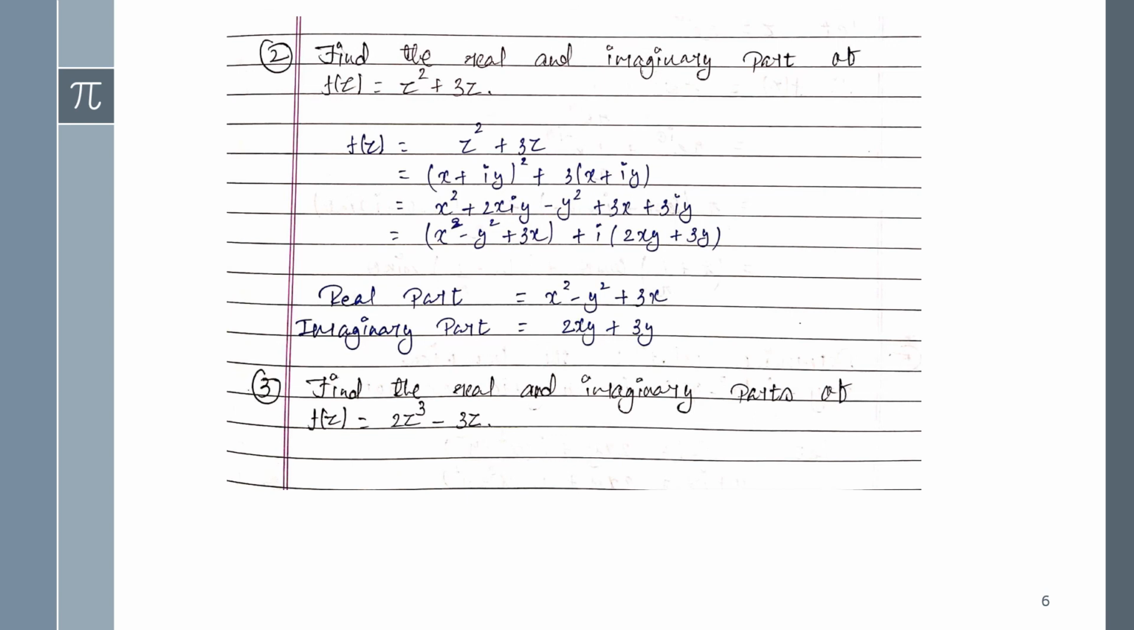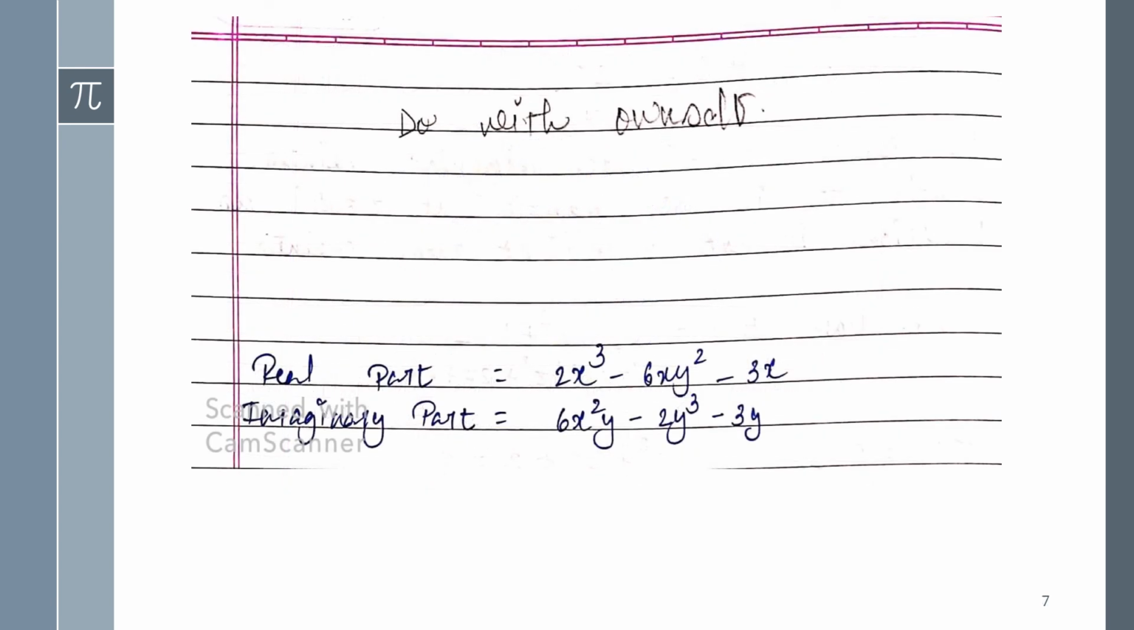And see the third one. The third one is again the same question: find the real and imaginary parts of f of z equals 2z cube minus 3z. So again with the same procedure, in place of z you have to put x plus iy, and then after separating you can find the real and the imaginary parts. I have not written the steps, but the answer I have written here. You can check it yourself after solving the examples.